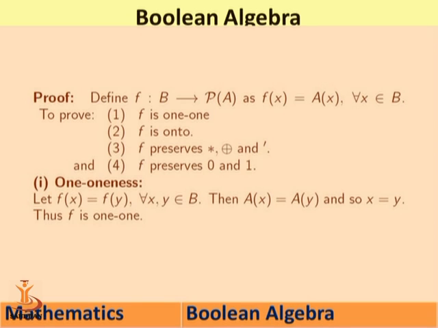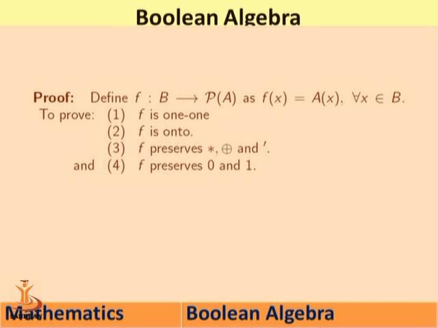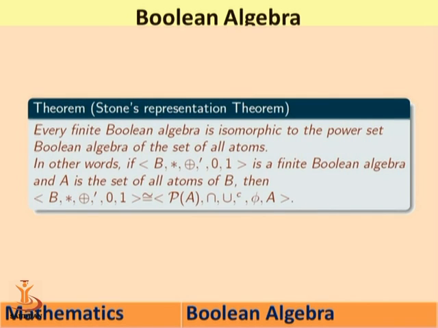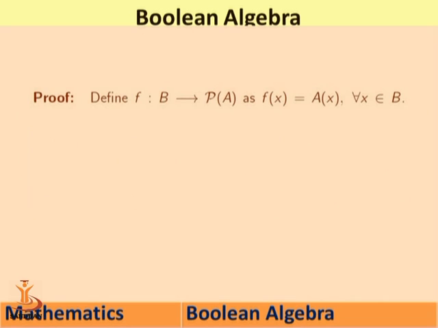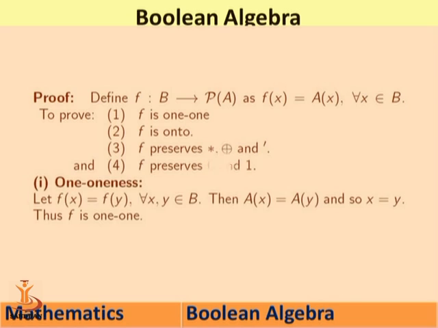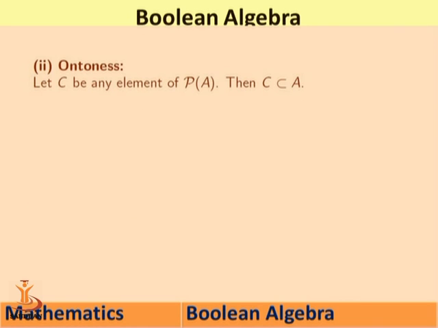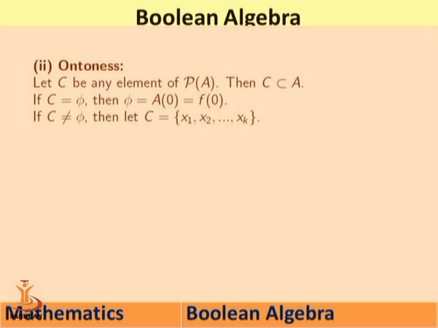For the first part, let us take two elements such that f of x is equal to f of y for two elements x, y in B. A of x is equal to A of y, and so x is equal to y, because we have the result, that is the fourth one, A of x1 is equal to A of x2 if and only if x1 is equal to x2. So that is easy to prove that f is 1-1. Now for onto, let us take any element C from the power set of A, then C is a subset of A. If C is the empty set, then phi is equal to A of 0 is equal to f of 0, and if C is non-empty, then let us take C equal to x1, x2, up to xk.